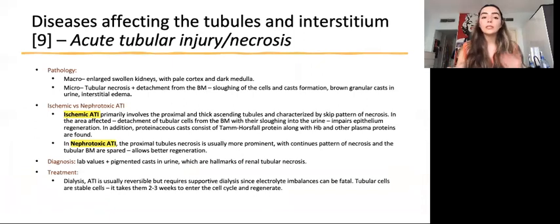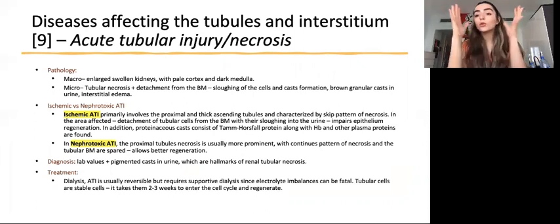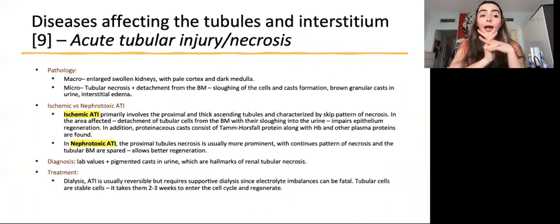Now, more detail about acute tubular injury or acute tubular necrosis. Pathologically, you have enlarged swollen kidneys with a pale cortex and a dark medulla, while microscopically, it presents with tubular necrosis, detachment from the basement membrane, sloughing of the cells, and the brown granular cast formation, which I mentioned before is found in the urine. And also you can find interstitial edema.